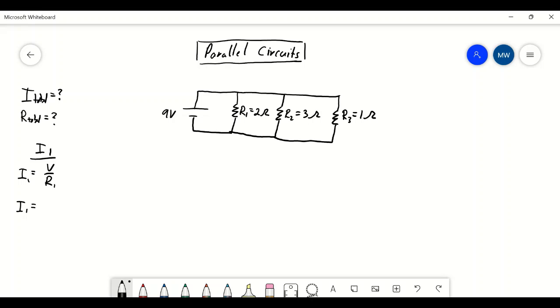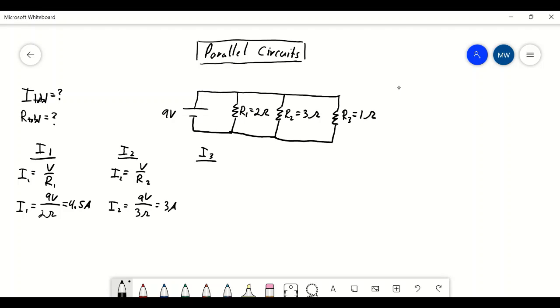And the nice thing about parallel circuits too is that there's no voltage drops, it's just the same. So you don't have to calculate voltage drops, you just have to write whatever the voltage of the battery is. So we've got our 9 volts, and we've got our 2 ohm resistor. We get 4.5 amps of current in the first branch. We'll do the same thing for the second branch using Ohm's law. I equals V over R. So I2, we'll find that by 9 volts divided by our 3 ohm resistor, we get 3 amps in our second branch.